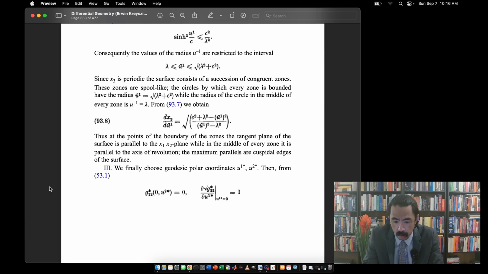The circles by which every zone is bounded have the radius u1 bar equals the square root of the quantity lambda squared plus c squared, where the radius of the circle in the middle of every zone is u1 bar equals lambda.